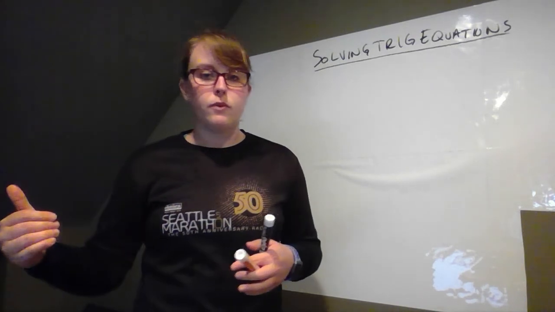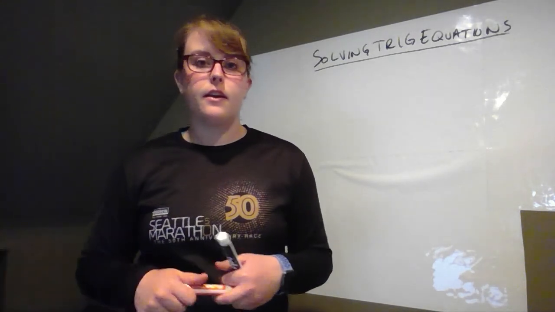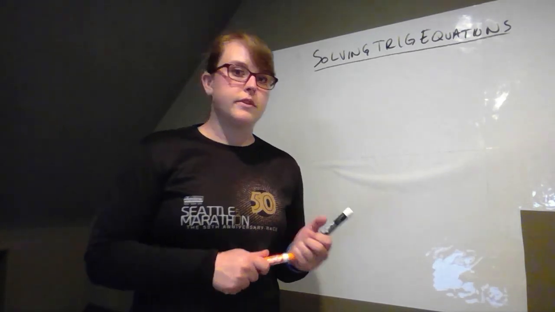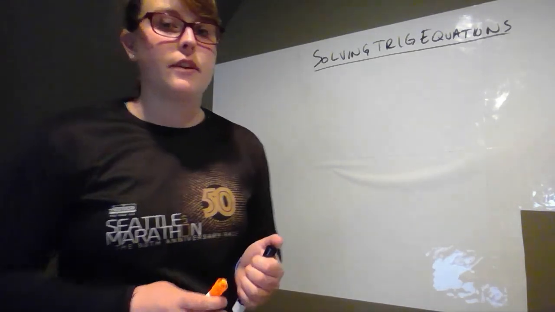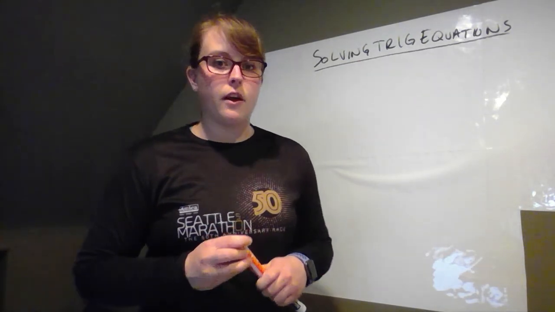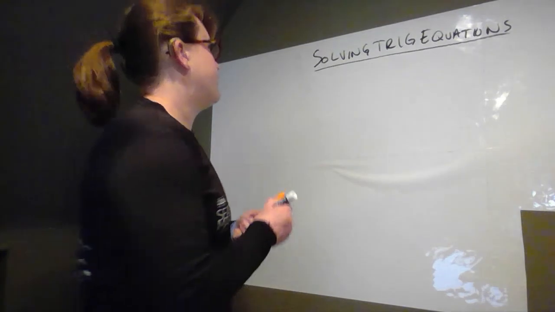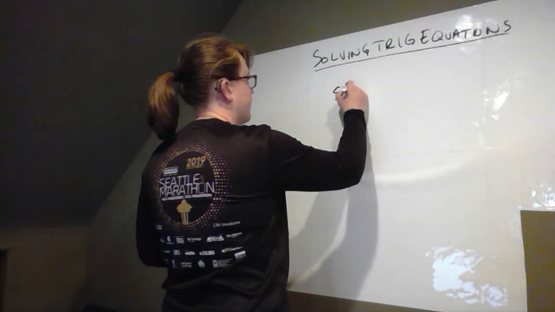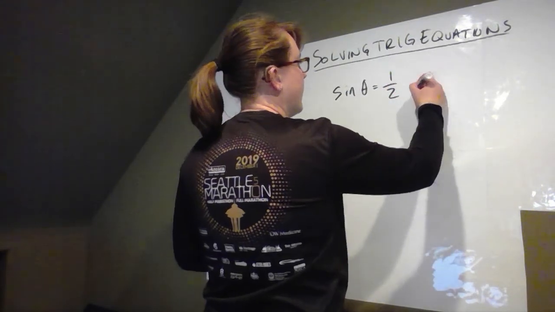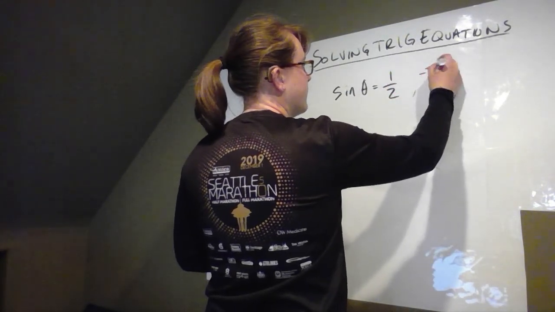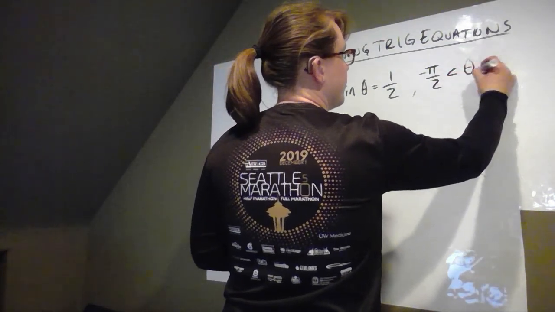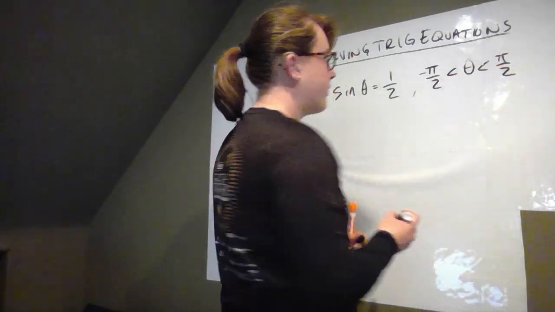And then more difficult ones will use things like factoring, and square roots and squared trig functions and stuff like that. So we'll get to those in a little bit. We're going to start off simple though. We're going to start off with just sine of theta equals 1/2. And we're going to solve it in the interval negative pi over 2 to pi over 2.